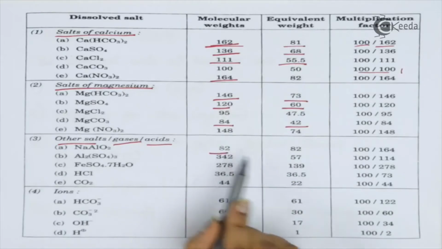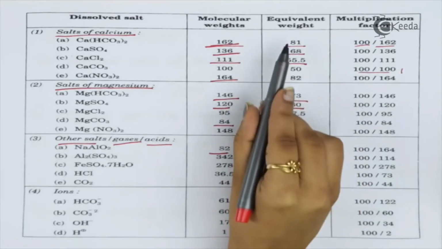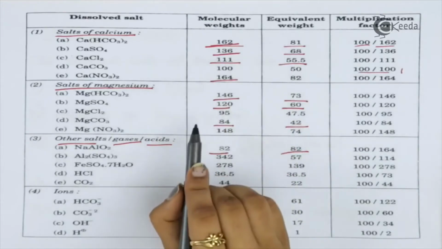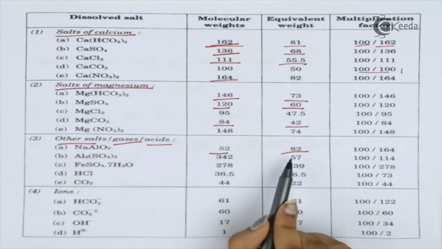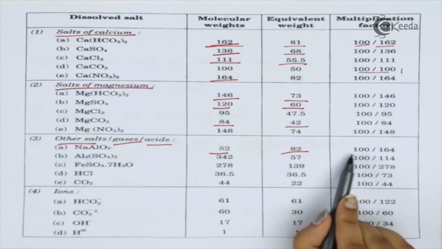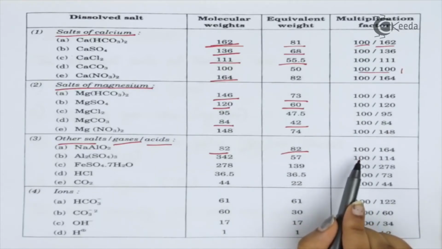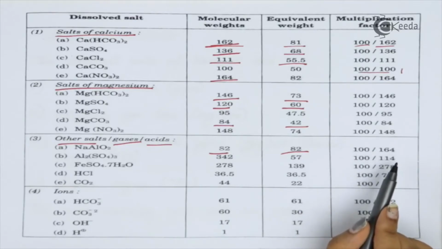So over here the molecular weight will be equal to the equivalent weight. Till now, we were getting the equivalent weight as half of the molecular weight, which is not happening over here. Over here, the molecular weight is equivalent to my equivalent weight. But in the multiplication factor, I double it because I'm using 100 over here and not 50 for CaCO3. Thus, it becomes 100 upon 164.